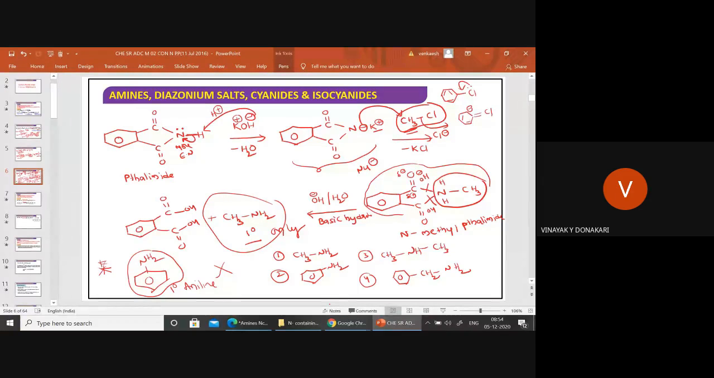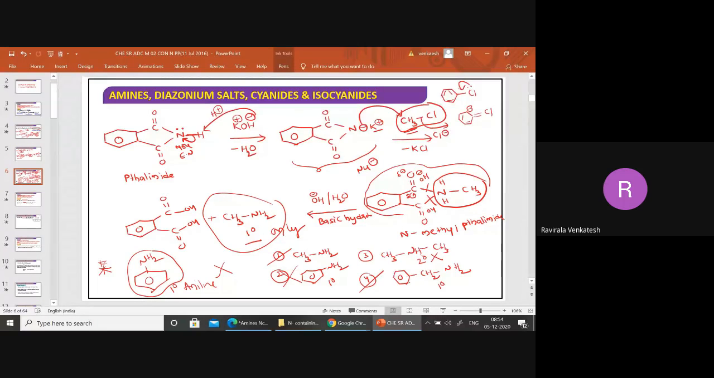First one can be produced. Is the second one possible? No, the second cannot be possible. Secondary cannot be possible, it's a primary. Is the third possible? No. Aniline we can't produce. Is the fourth possible? It's also a primary amine. Yes, it can be possible.